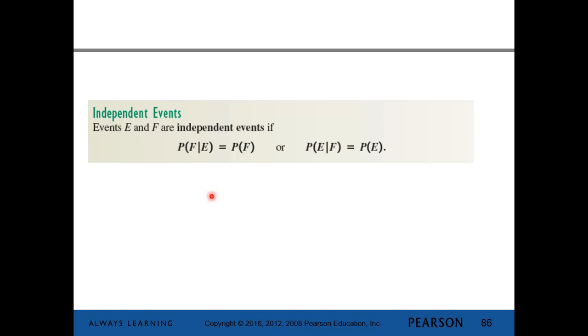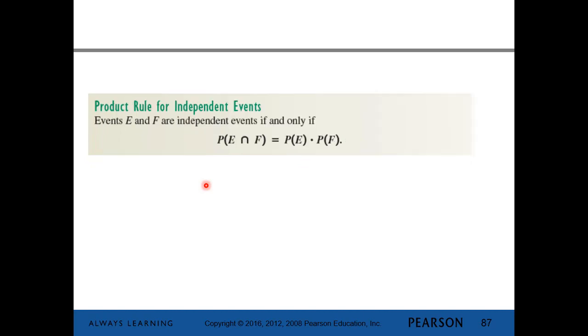So in other words, if F and E here are independent, it doesn't matter whether I know that E has occurred or not. I still get the same probability. The probability of F is the same. So the probability of F, given that I know E has occurred, doesn't change. It still is the probability of F. Or the other way around, the probability of E, given that F has occurred, is just the probability of E. So the probability of E doesn't change. This is the definition of independent events. Both of these conditions must hold for it to be independent, okay?